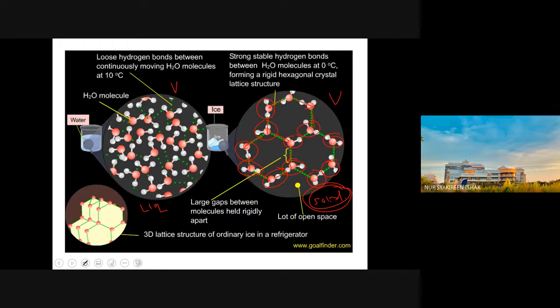Because of the formation of this crystal structure, fixed hydrogen bonds are formed between the water molecules. One water molecule has to form 4 hydrogen bonds with another 4 water molecules. So therefore there's formation of large gaps between the water molecules. Lots of open space between the water molecules here.